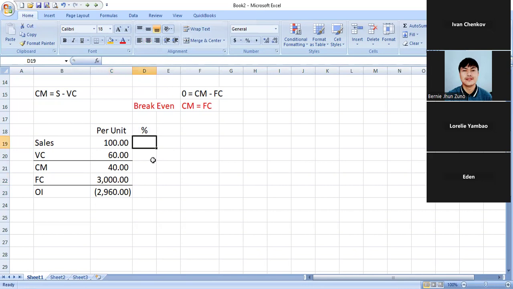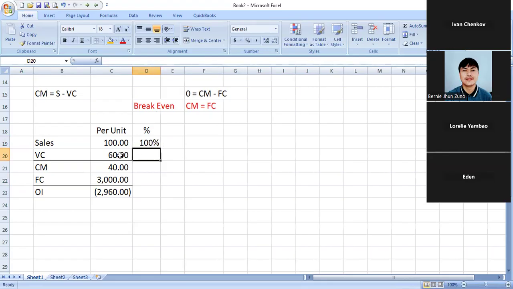Now, we already know from the basic accounting course that sales are always 100%, correct? Now, let's try to express the variable cost as a percentage of sales. How much will the variable cost be as a percentage of sales? How are we going to get it? Obviously, that will be equal to the variable cost divided by the sales, and we're going to see that our variable cost percentage is 60%.